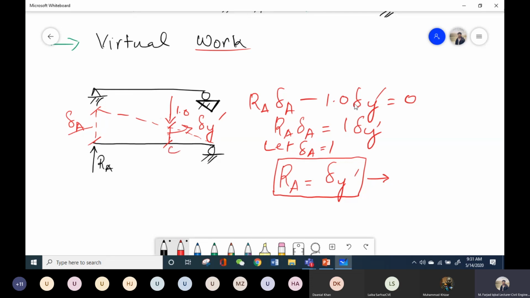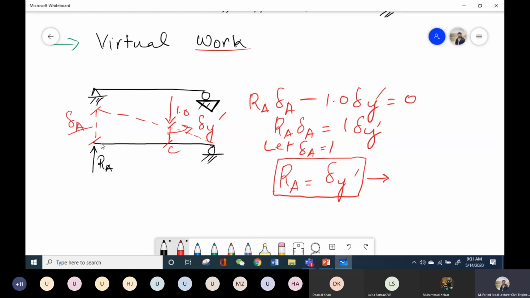Let's say I call this point C. So what is work done? Work is simply the product of force and displacement. So what is my force at this point? It is basically RA into delta A. And what is my work done at this point? 1 into delta Y. And why are these in the opposite direction?